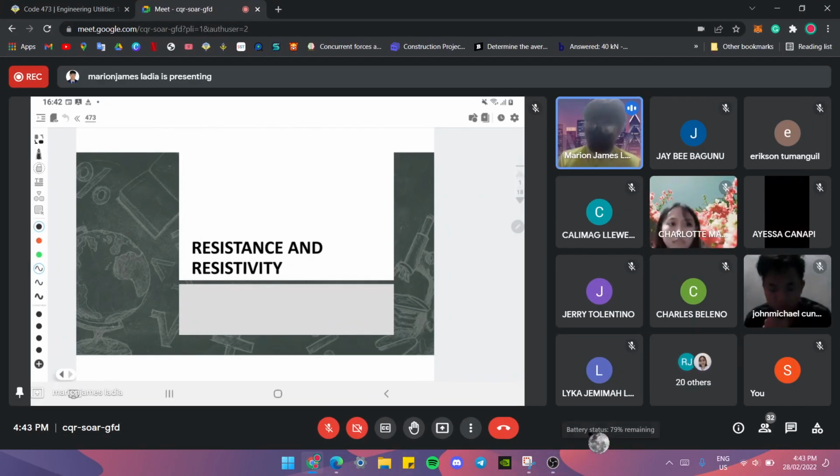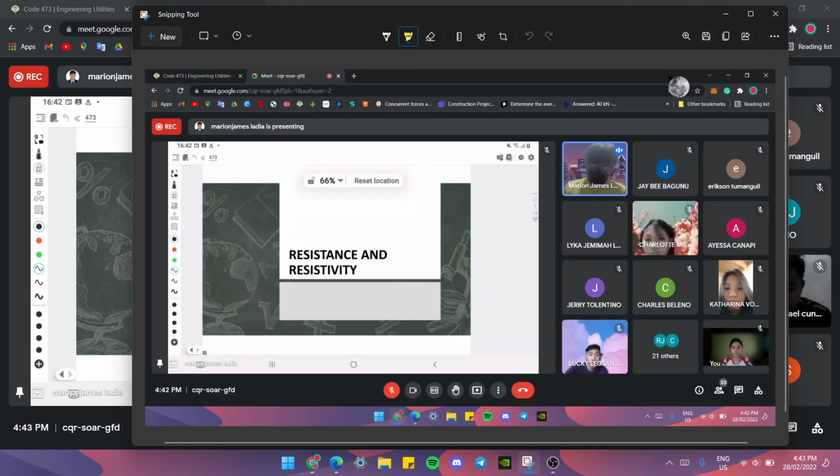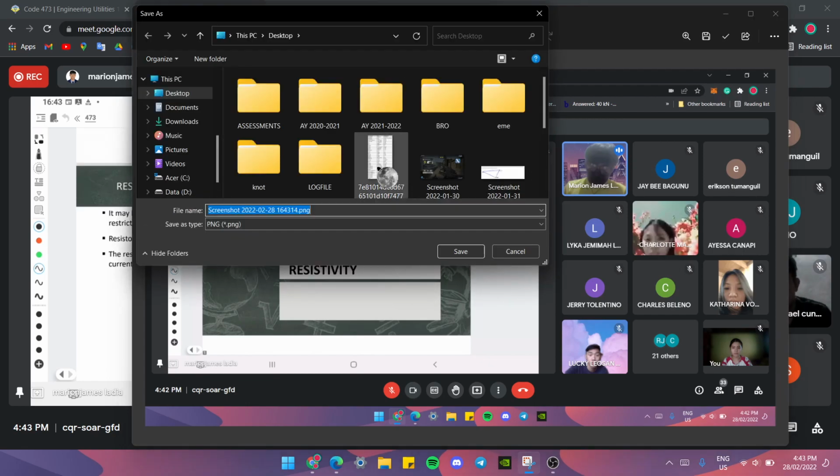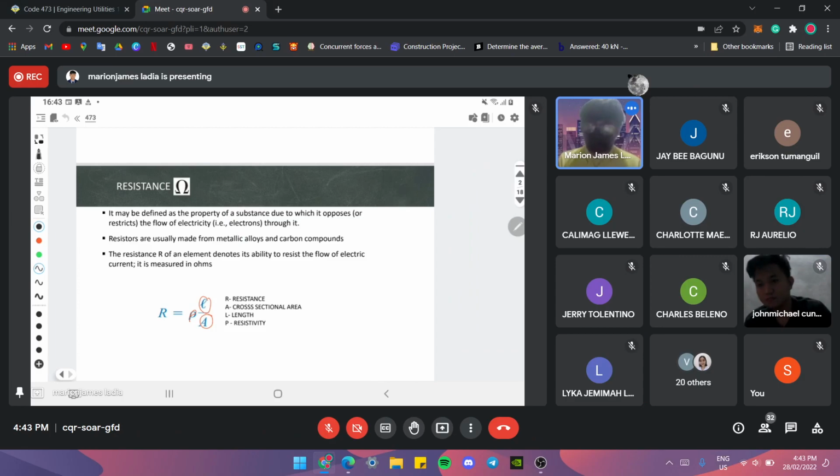Ito yung blueprint ng material na gagamitin. Ito yung pagkakilala ng material na gagamitin. So that is the resistivity of the material. So last meeting, I also discussed our resistance wherein R can be equal to rho L over A, letting that L, which is our length, and A as our cross-sectional area where the current will pass through.